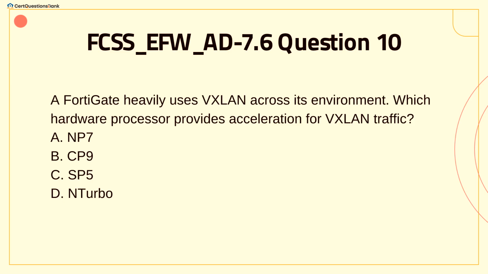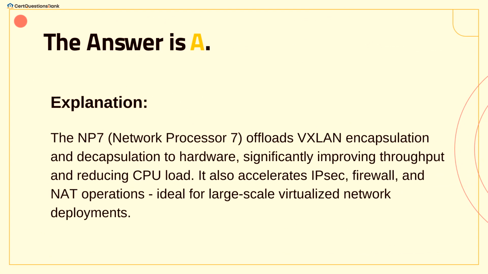A FortiGate heavily uses VXLAN across its environment. Which hardware processor provides acceleration for VXLAN traffic? A. NP7, B. CP9, C. SP5, D. Turbo. The answer is A.